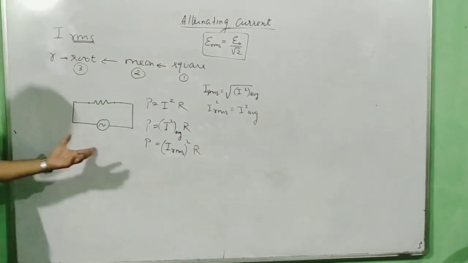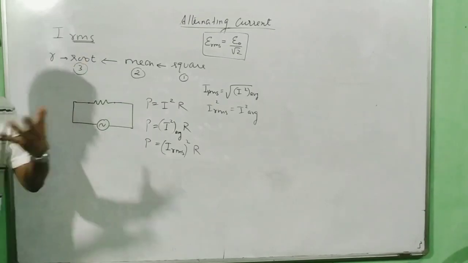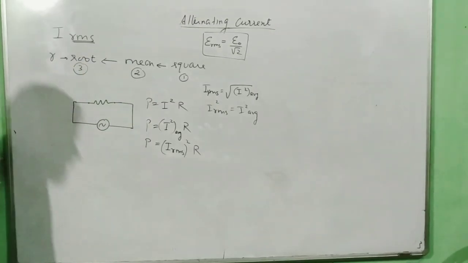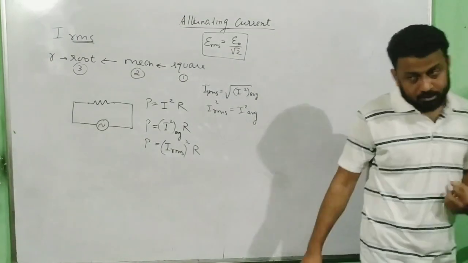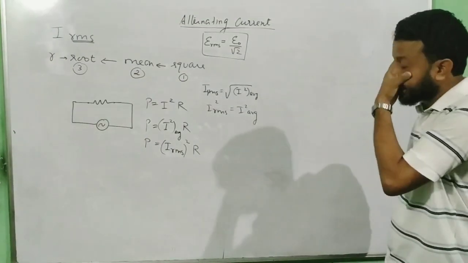So this is the reason why we find the RMS current, the root mean square current. What does it mean? It means this. Just think about it like this.